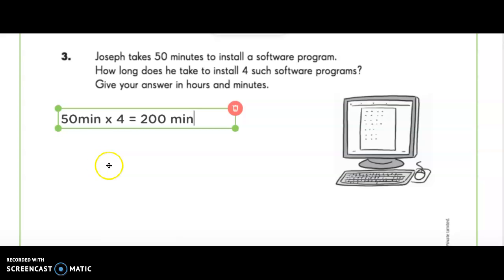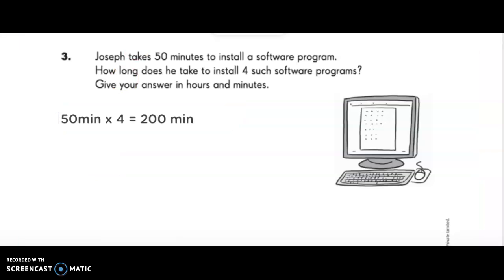Now, again, we cannot leave it like this. So this goes back to what we learned previously. So we need to think, how many hours can we pull out of here? So 1 hour is 60 minutes. Yes, we can take that out. 2 hours is 120 minutes. Yes, that works. 3 hours is 180 minutes. That works. And 4 hours is 240. So that goes over. So that does not work.